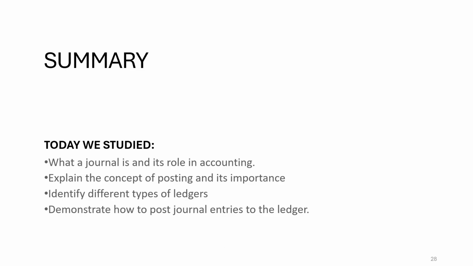In summary, journals record transactions, ledgers categorize them, and posting transfers them for financial analysis. Understanding these steps ensures efficient financial management and also ensures future work such as financial reports are well prepared, meet accounting standards, and are accurate.